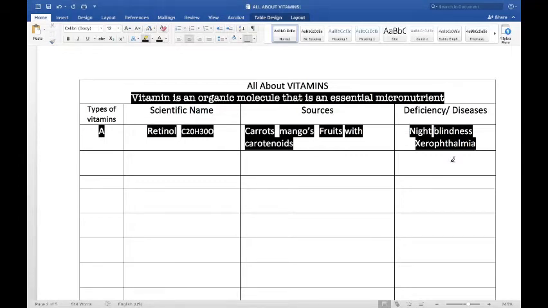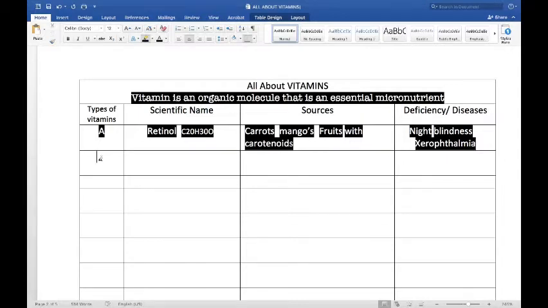Vitamin A is essential for vision because it's an element of protein that absorbs light in the retina. So if you lack vitamin A, it can lead to night blindness, which is the abnormal dryness of the cornea. Let's move on to the next vitamin.